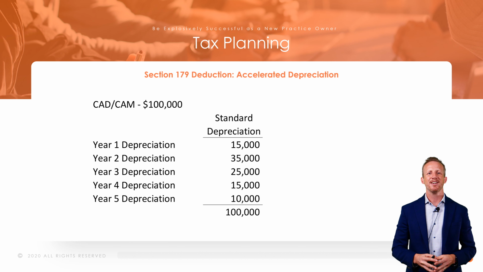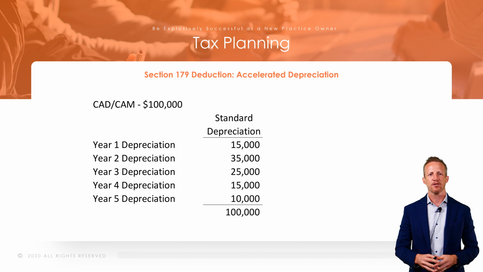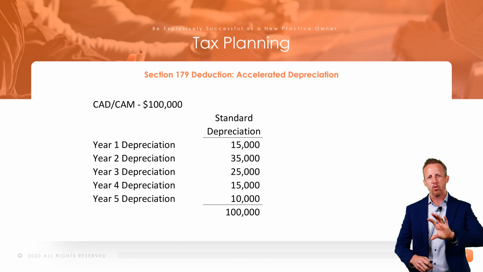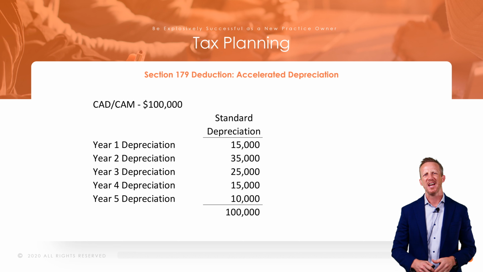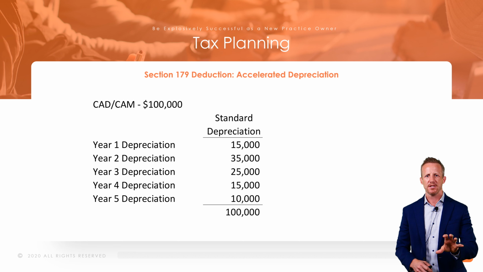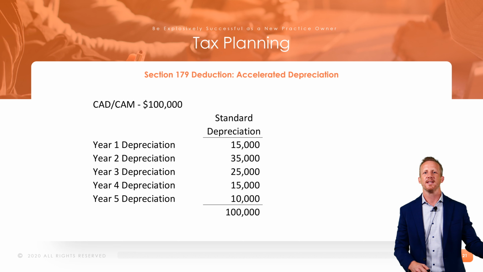Here, you get to deduct $35,000 in year two. Year three, $25,000. Year four, $15,000. Year five, $10,000. Now that's not exact, but I'm rounding here so that you understand the concept of how depreciation occurs. That's your standard depreciation, no Section 179.